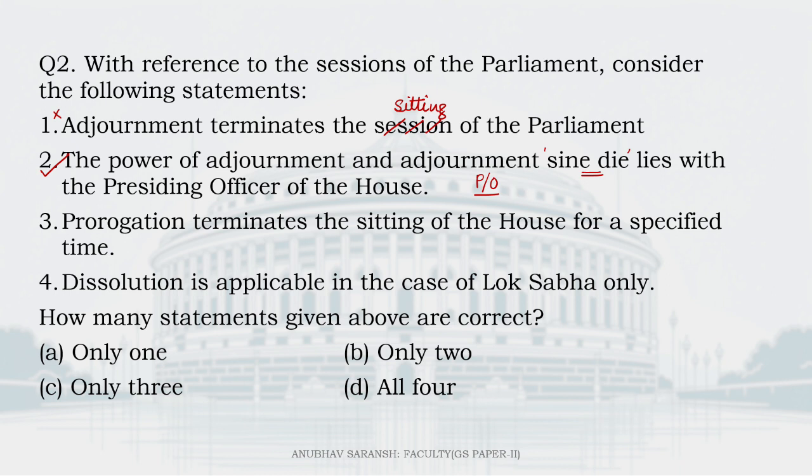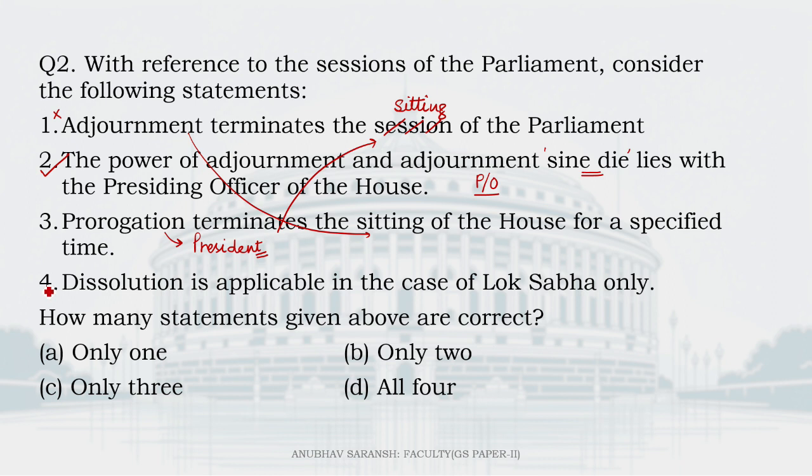So 2 is correct. Number 3, prorogation terminates the sitting. See, 1 and 3 have been interchanged. Prorogation terminates the session of the parliament, whereas adjournment terminates the sitting. Okay. So prorogation means ending the session of the house, and just to remind you, this is done officially by the president. Summoning means beginning a session. Prorogue is to end the session. Both these things are done officially by the Indian president.